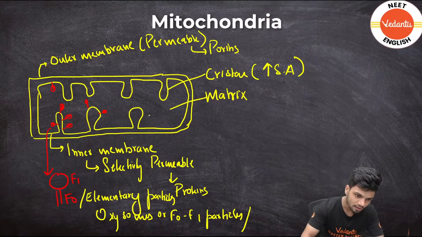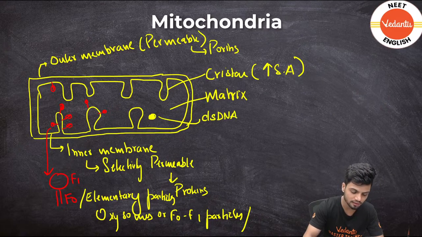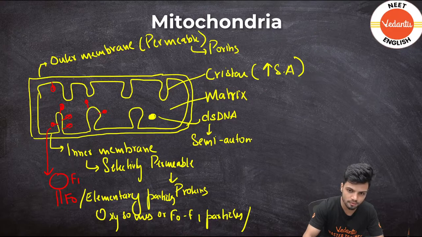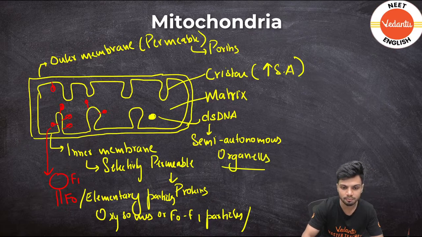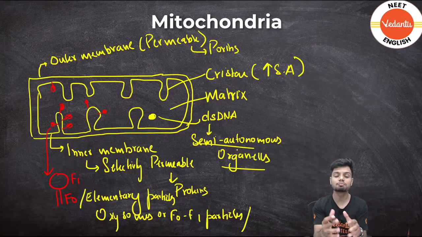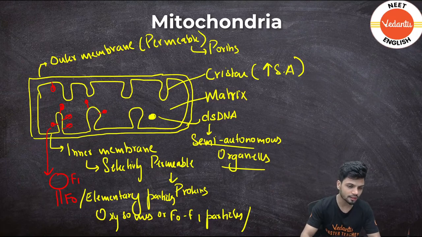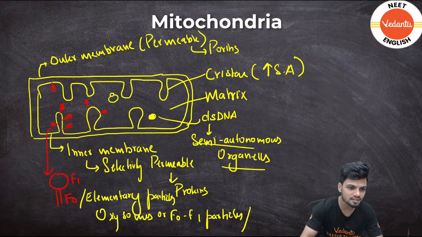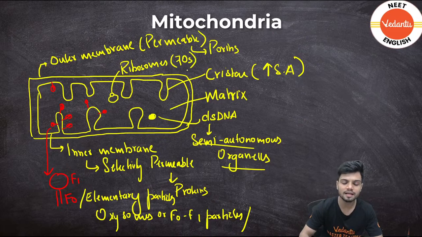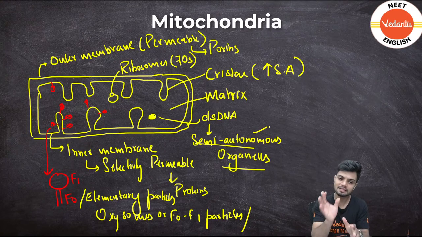Now here, do we have DNA? Yes sir, inside the mitochondria we have double stranded DNA. That is why mitochondria is also called a semi-autonomous organelle, because it can do most of its functions. It has DNA, it can produce its own protein. Does it have ribosomes? Yes, it also has ribosomes, a 70S ribosome. That is why it is called semi-autonomous.